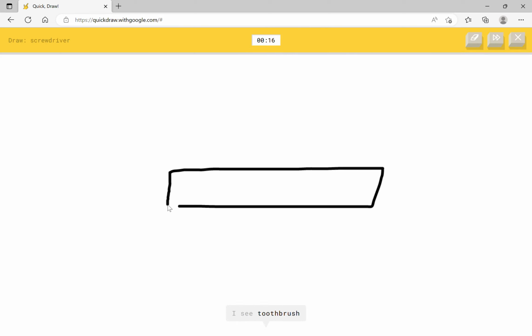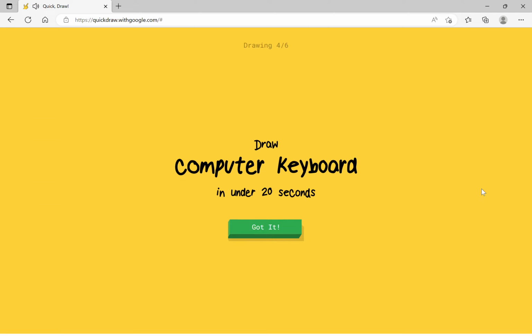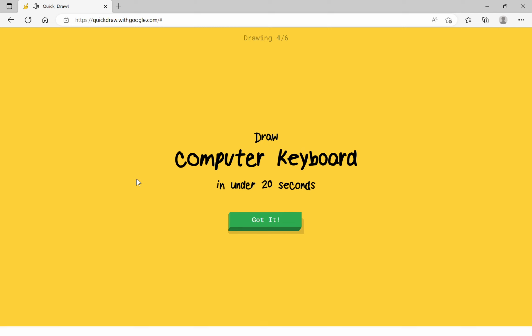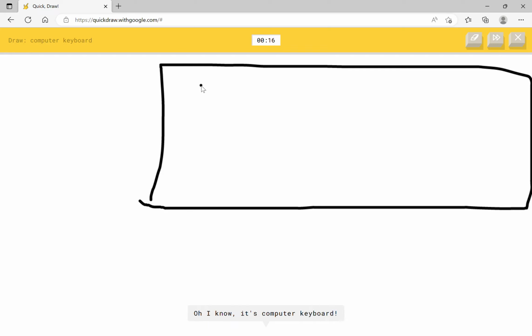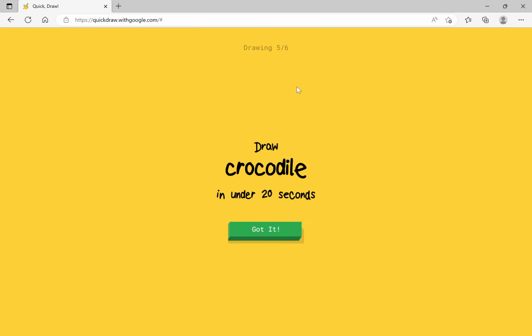I see toothbrush. Or computer keyboard. Or swimming pool. I see belt. Or train. Or pencil. I see the Great Wall of China. Sorry, I couldn't guess it. Easy, computer keyboard. I see diving board. Oh, I know. It's computer keyboard.